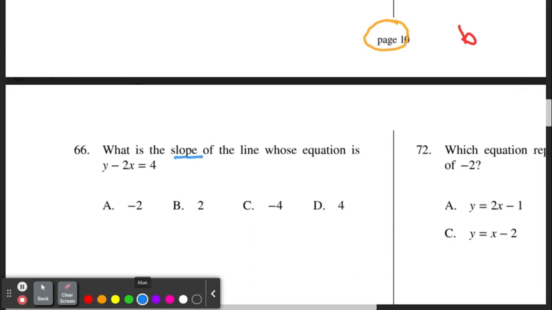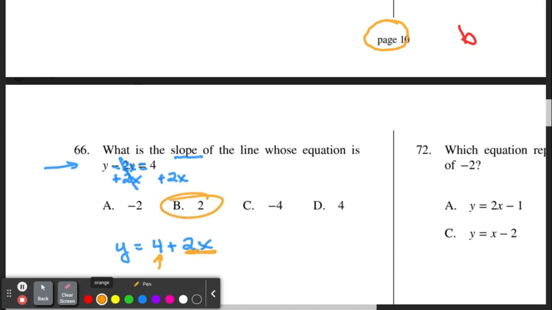They want to know the slope of the line. Here's the equal sign. We have to move this minus 2x over. We're not splitting that up. We're just moving it over. So I'm going to do the opposite and add 2x. So I have y equals, that goes away, 4 plus 2x. Now, which number is in front of the x? 4 is all by itself. 2 is touching the x. So our answer is B.